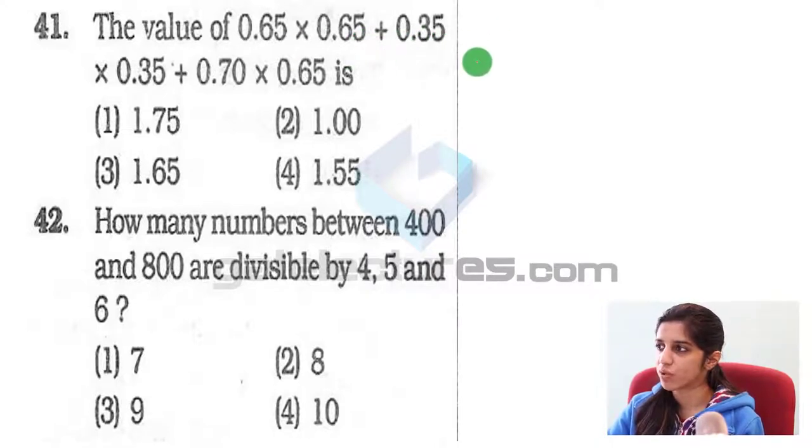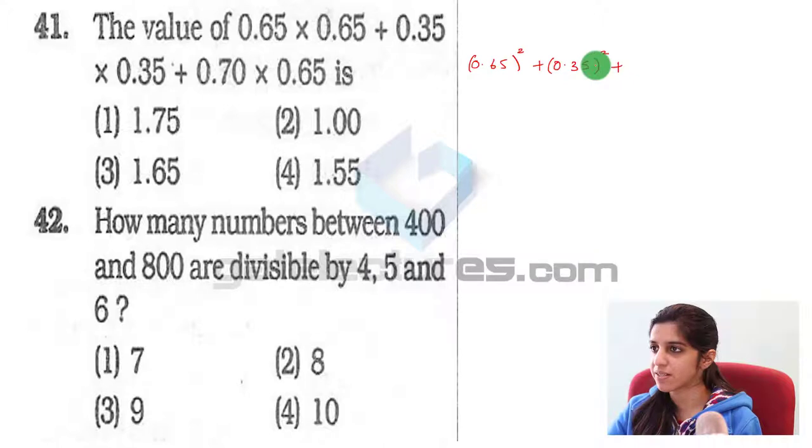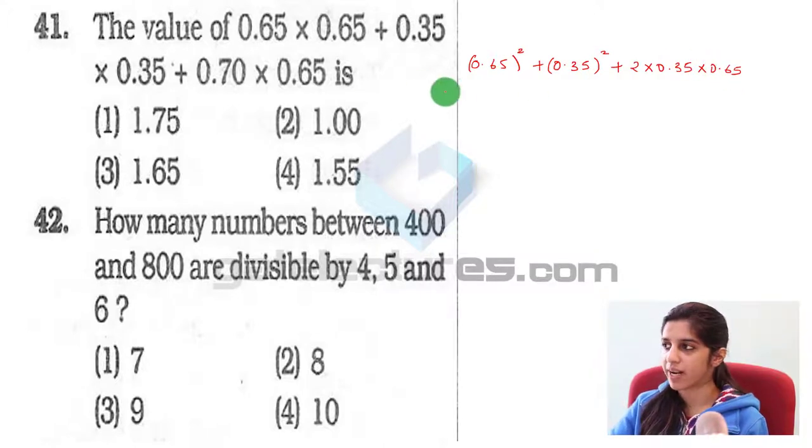Okay, so I'm just going to write this as, a number multiplied by itself is the square of the number, right? So I'm just writing this as 0.65 square plus 0.35 square plus 0.7 I can write as 2 into 0.35 into 0.65. So this is how I'm writing this.